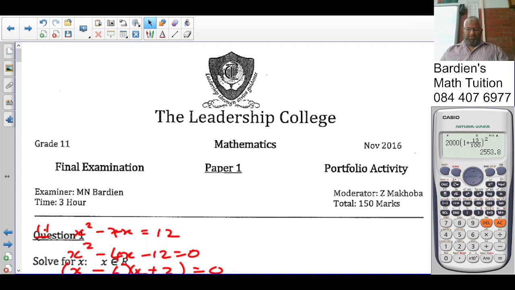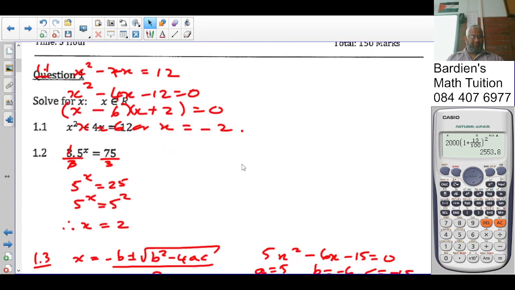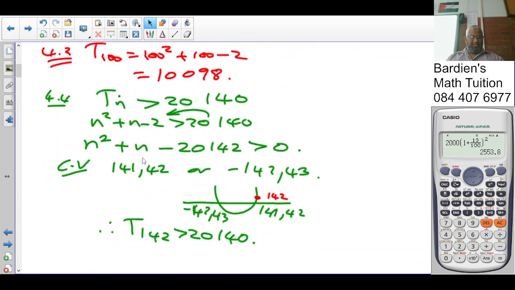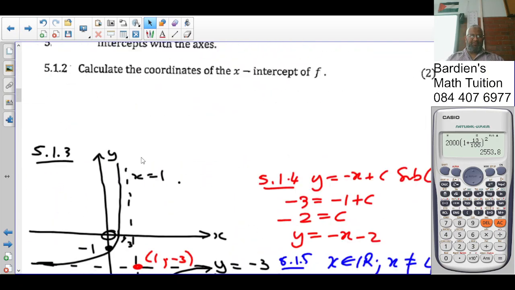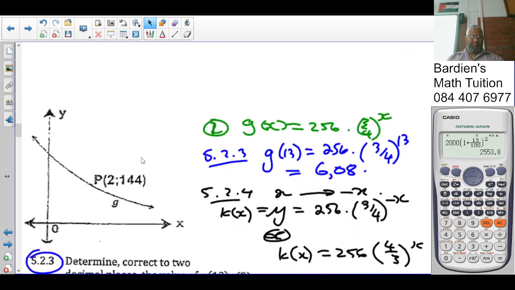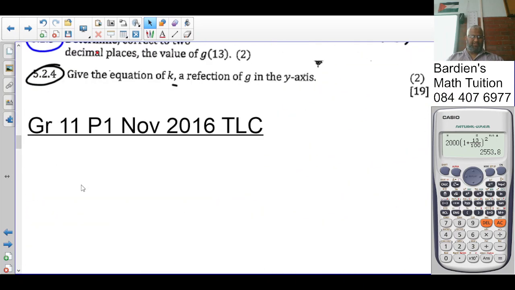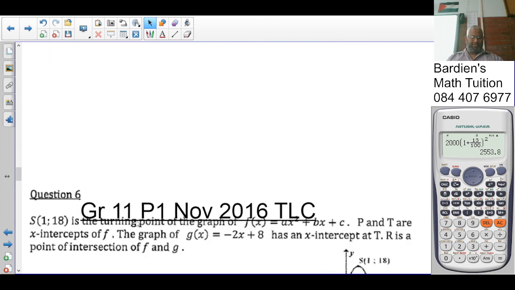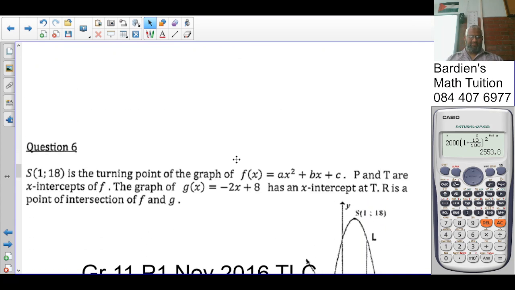So today we're looking at the Leadership College, paper 1, November 2016. Yesterday we got up until question 6. We ended at question 5, so we'll start with question 6, correct?